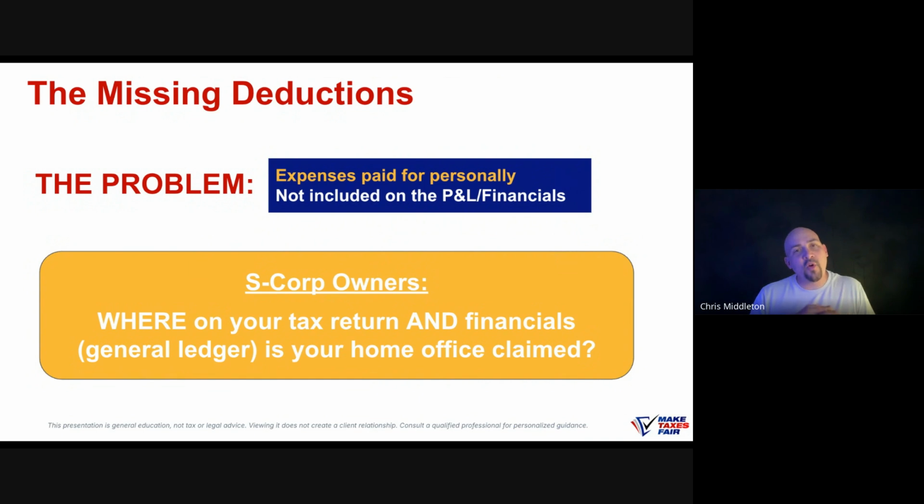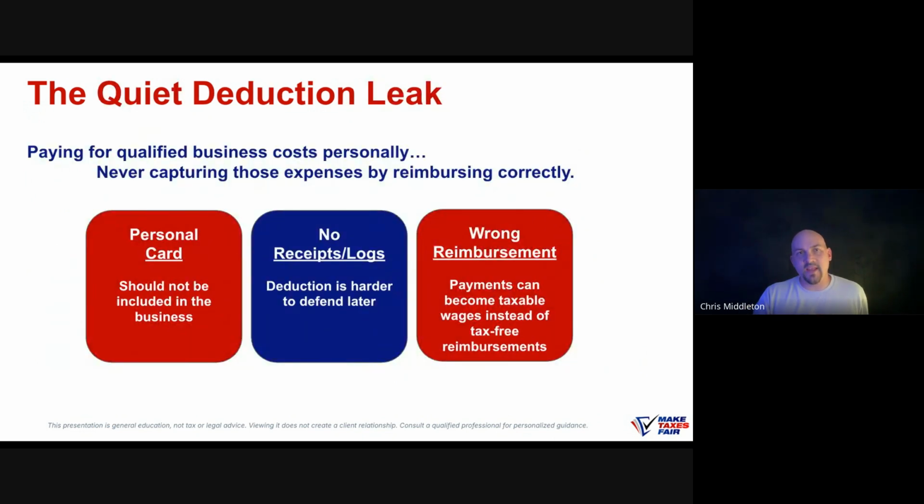Okay. So if you're an S corporation owner, I challenge you to look at where on your tax return, and where on your financial statement or your general ledger, your home office is claimed. Think about that for a second. I'm going to show you in a moment why that's probably not showing up on your P&L and why, even though you think it's being deducted on your tax return, it's not. So that's what the accountable plan is designed to help mitigate: the loss of deductions, or what we call the quiet deduction leak.